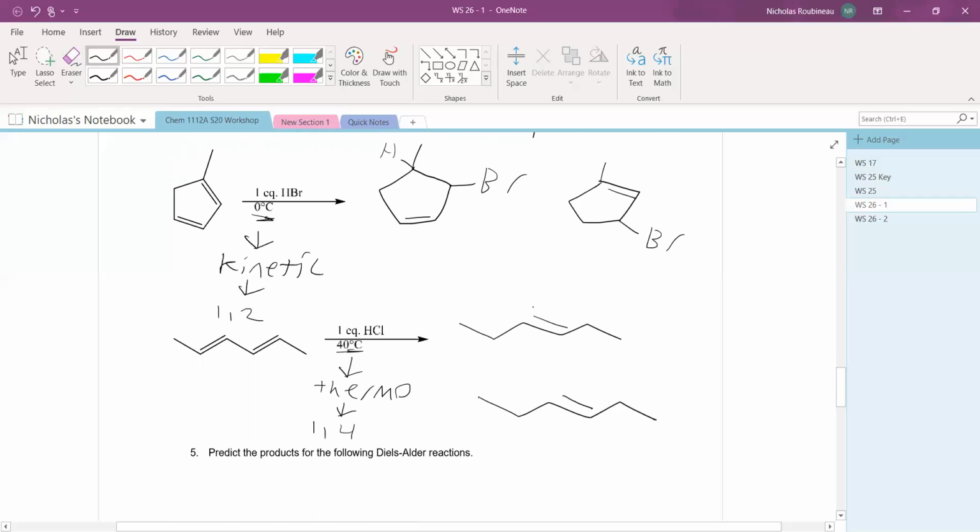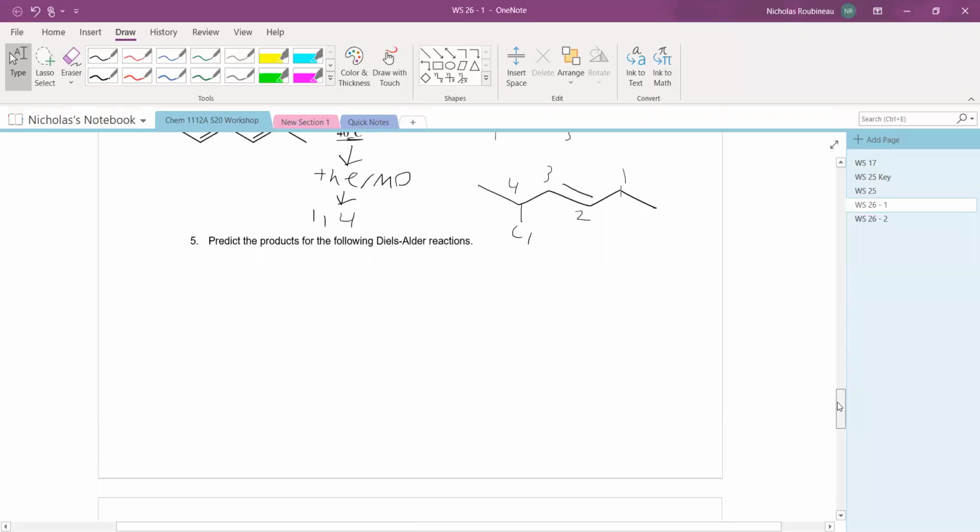I'm just drawing the skeletons. There's one, and there's the other. This product, again, you can start numbering from the halogen to see which double bond it came from. It came from the double bond on the left. And then this one on the bottom came from the double bond on the right. So, yeah. And I'm pretty sure they would be named the same because the chlorine is on carbon 2 and then a double bond on carbon 3 in both cases, but I still drew both just to show both.